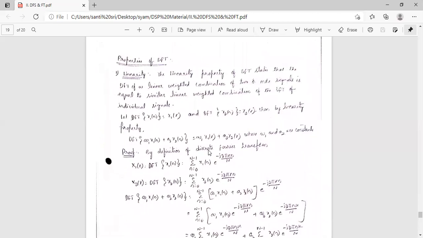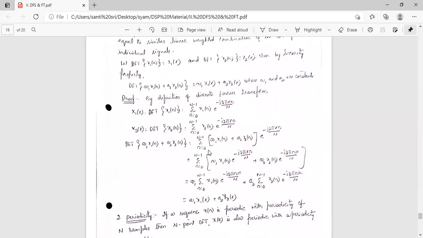Linearity property: the weighted sum on the left-hand side is equal to the weighted sum of the individual transforms. So here that is a1 into x1 of n plus a2 into x2 of n. The discrete Fourier transform of this entire thing is equal to sigma n equal to 0 to n minus 1 of a1 into x1 of n plus a2 into x2 of n, times e power minus j 2 pi k n by n. So multiply this term with the first term and the second term, so it will become sigma n equal to 0 to n minus 1 a1 into x1 of n into e power minus j 2 pi k n by n plus a2 into x2 of n into e power minus j 2 pi k n by n.